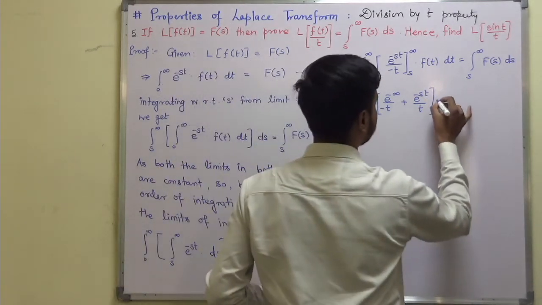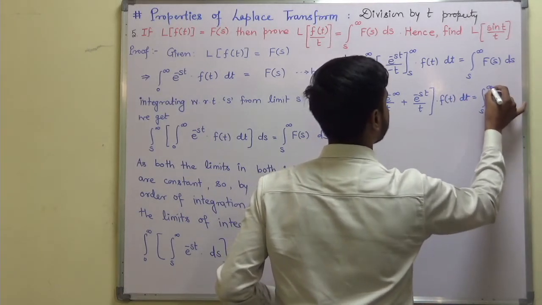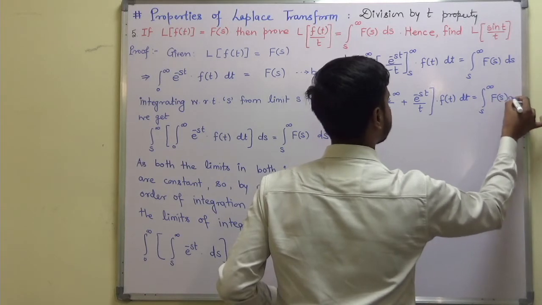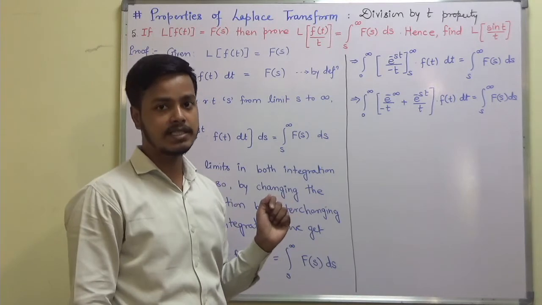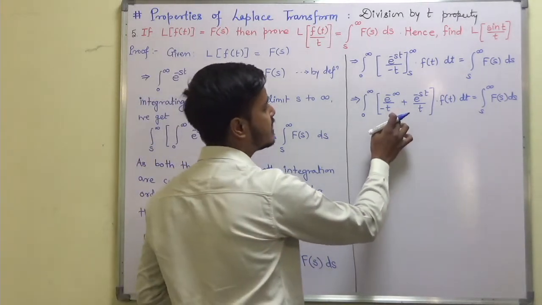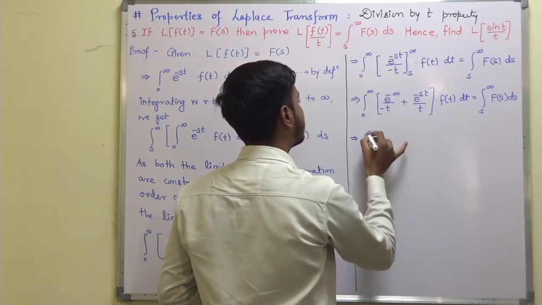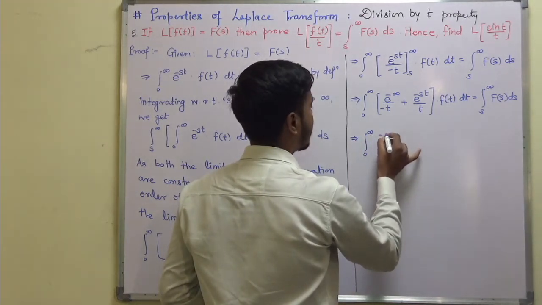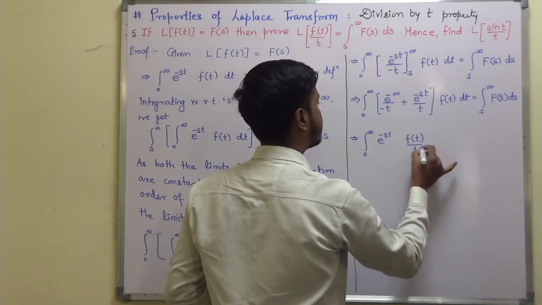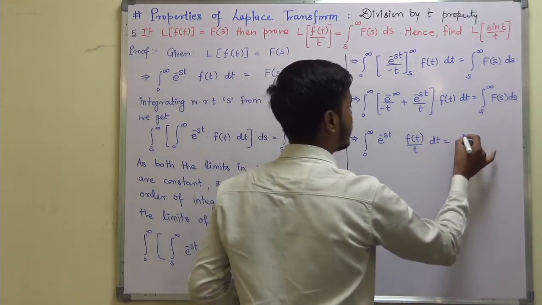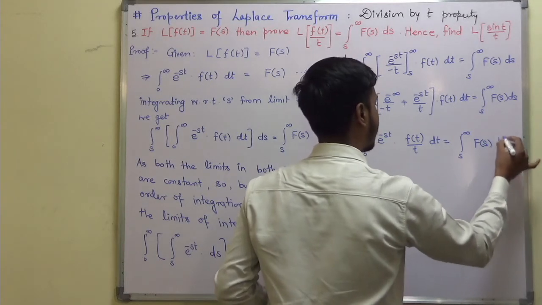Integration of f(t) dt from s to infinity of f(s) ds. Clear? Now e to the power minus infinity is 0, so this first term is 0. So we remain with the second term. So this is integration 0 to infinity e to the power minus st into f(t) by t dt is equal to integration s to infinity f(s) ds.